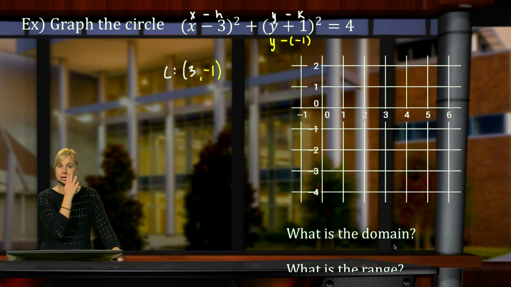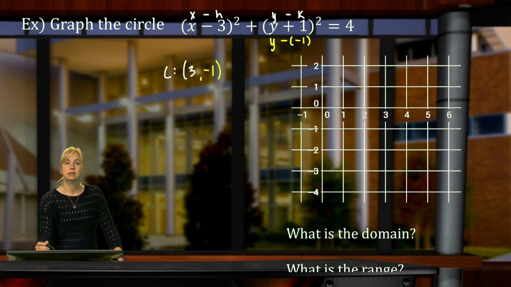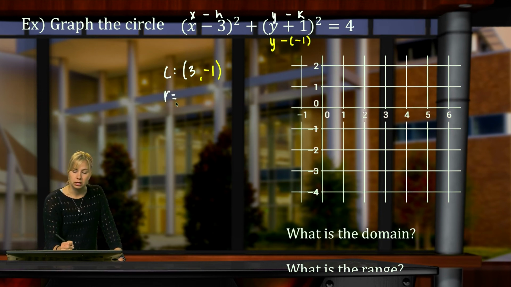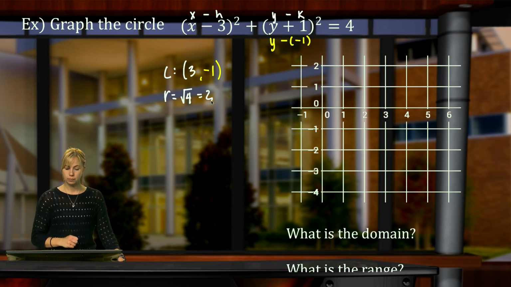Now, generally speaking, you're just going to take the opposite sign. So if it's -3, your x coordinate is going to be +3. If it's +1, your y coordinate is going to be -1. And then we also need our radius. Our radius is the square root of this constant, the square root of 4, which is 2. So to graph this, I'm going to start by plotting my center, (3, -1).